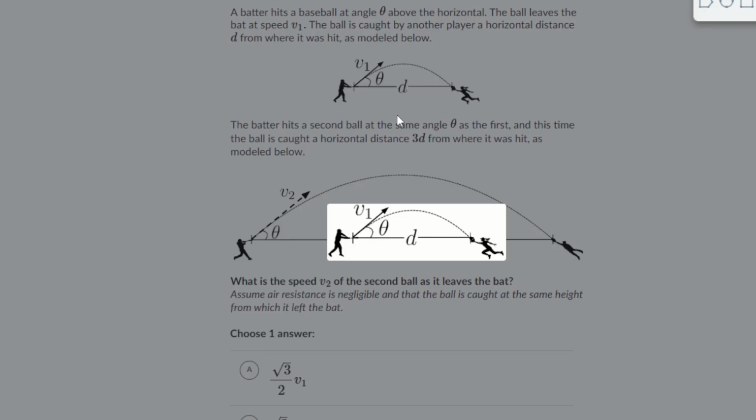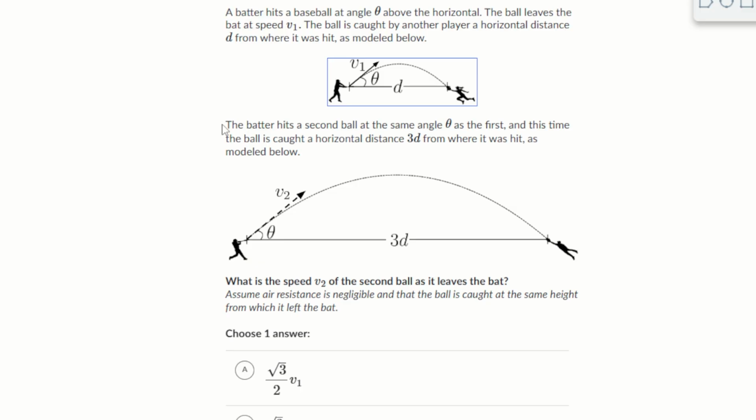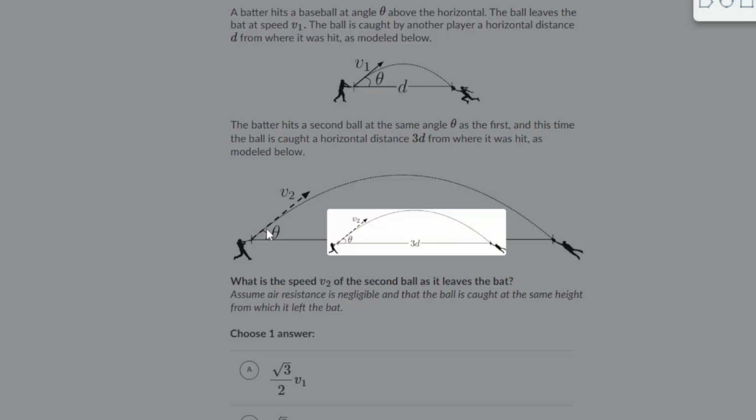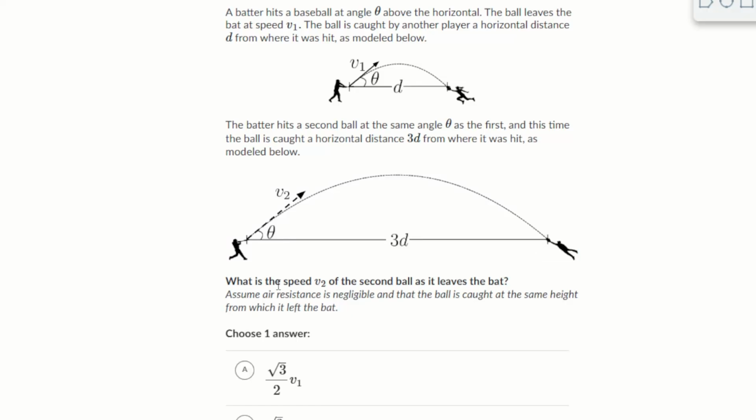So right here we have the model, and then it says the batter hits a second ball at the same angle as the first, and this time the ball is caught a horizontal distance 3d from where it was hit, as modeled below. So here we can see it's the same theta, but it's a different velocity and it's a greater distance. What is the speed v2 of the second ball as it leaves the bat? So we're asking what is the speed as it leaves the second bat.